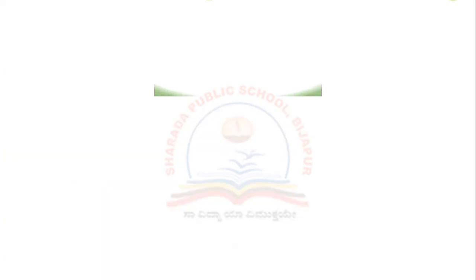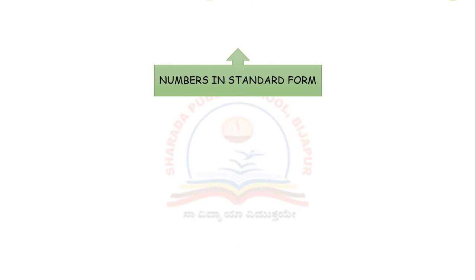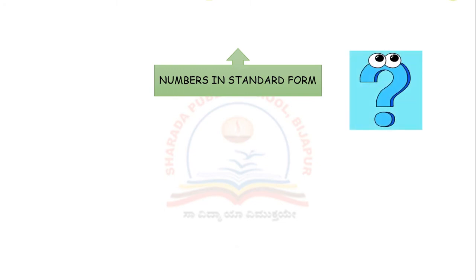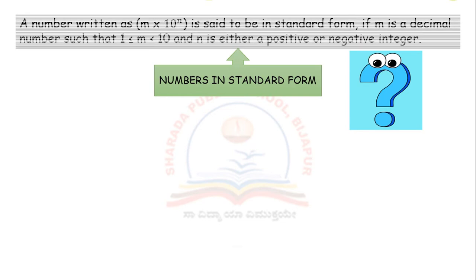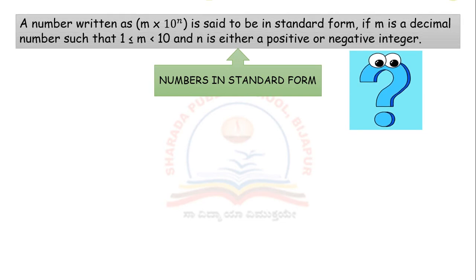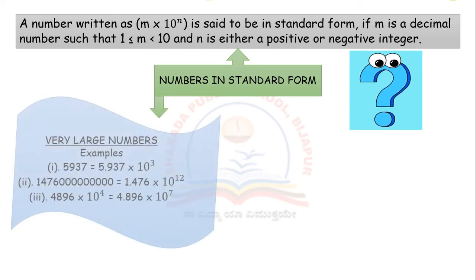Let us now look into the application of exponents. Exponents are used to express numbers in standard form. So, what is the standard form? A number written as m into 10 to the power n is said to be in standard form if m is a decimal number such that 1 less than or equal to m less than 10 and n is either a positive or negative integer. We can express very large numbers in standard form.